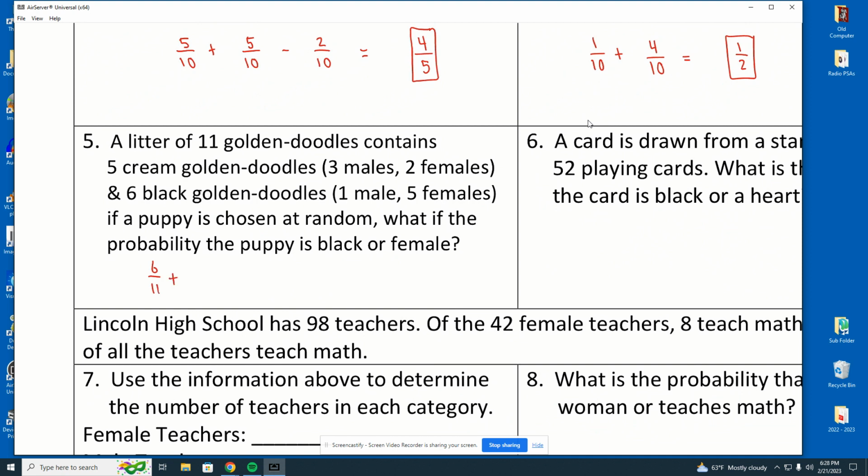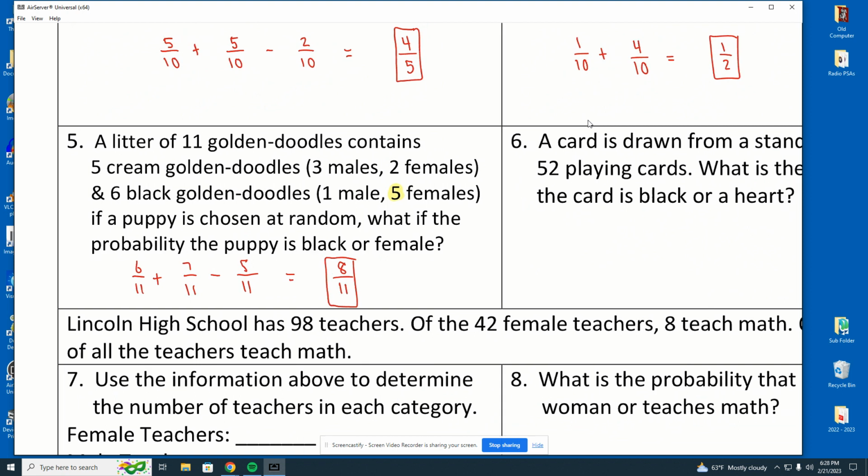Plus, now let's just focus on the females. Well, there was 2 and 5, right? So the chance of me pulling out a female is 7 out of 11. But this time we have to subtract the number because was there one that was black and female? Right, there was 5 of them, black and female. So it was in both categories, so it got double counted. So we have to subtract it back out. So it's 6 out of 11 plus 7 out of 11 minus 5 out of 11. So you have an 8 out of 11 chance of getting one that is black or a female.